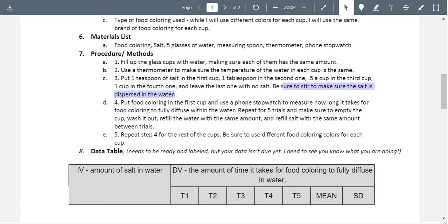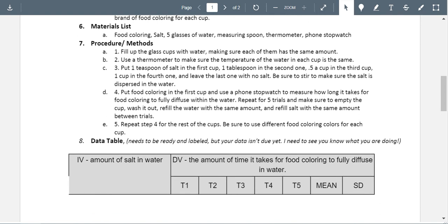Okay, sure to stir to make sure the salt is dispersed. How long are we stirring for, by the way? And yeah, how long are we stirring this up for? Because it does take salt different amounts of time to dissolve, and that is something to consider as well, especially at the temperature.